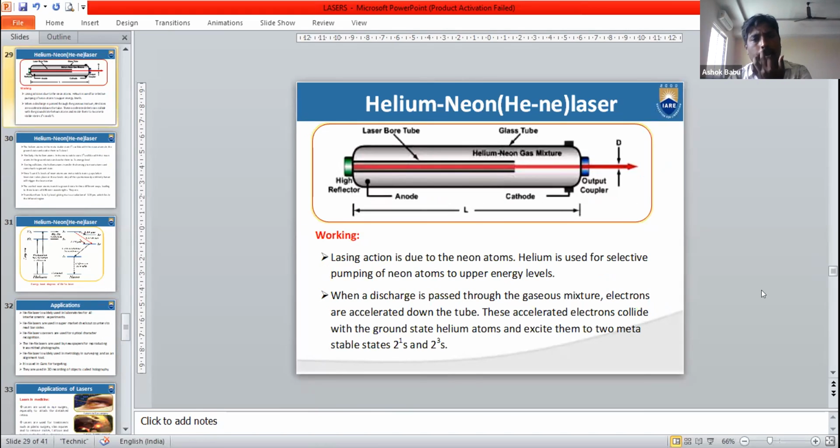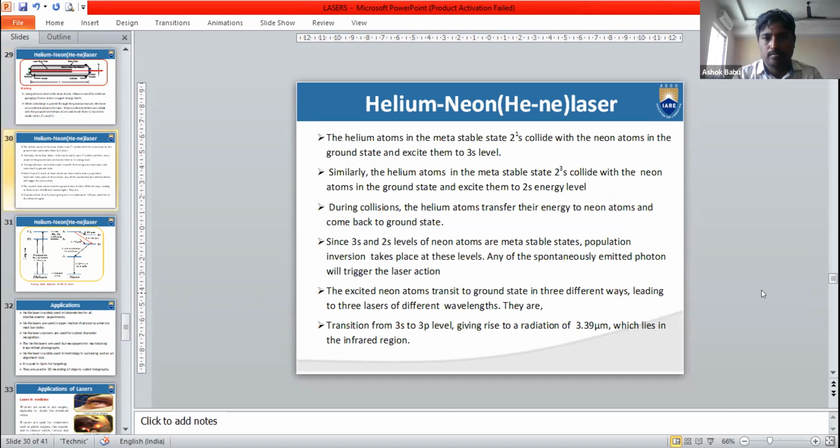Lasing action is due to the neon atoms. The helium atoms are used for selective pumping of neon atoms to the upper energy level. Those in the E2 state are used to excite the neon particles from the ground state to E4. At the same time, those in the E3 state excite the neon particles from the ground state to the excited state E6. So these are three transitions. 3s to 3p level gives rise to 3.39 micrometers. At the same time, the remaining two also.